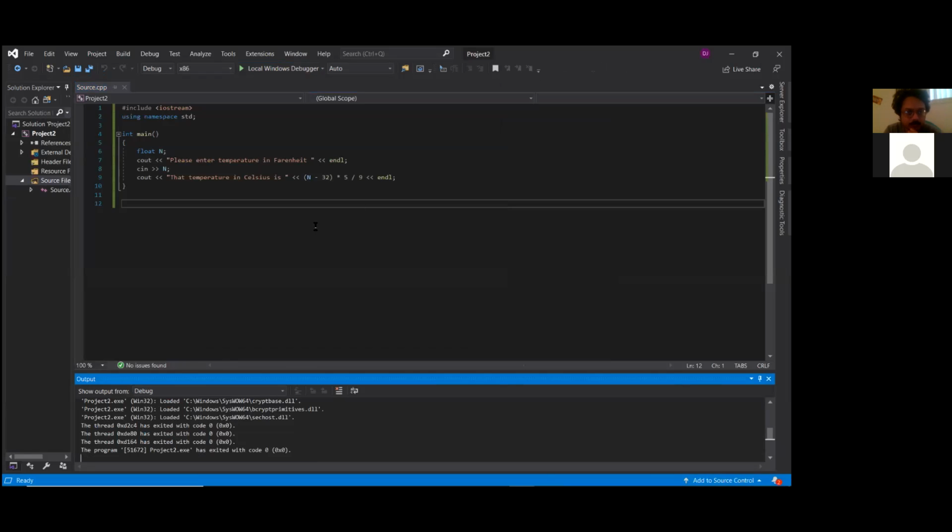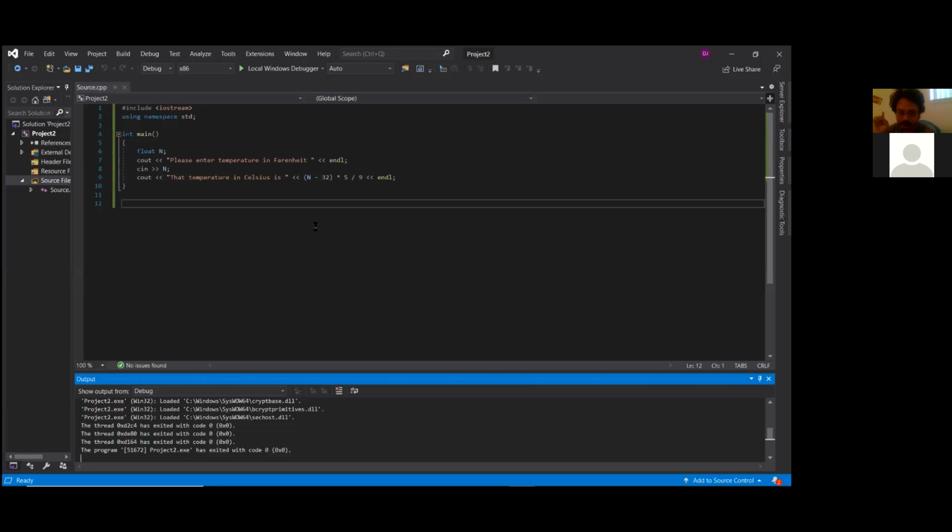Interesting. Okay. Let me tell you a couple of things. This works now, but let me tell you one thing that might be of importance later. Whenever you're using the division operator, in this scenario we were doing 5 by 9 and your code works perfectly. Your code is correct.